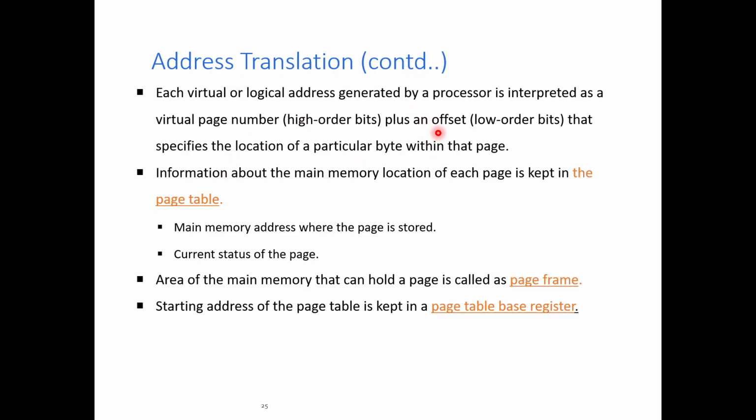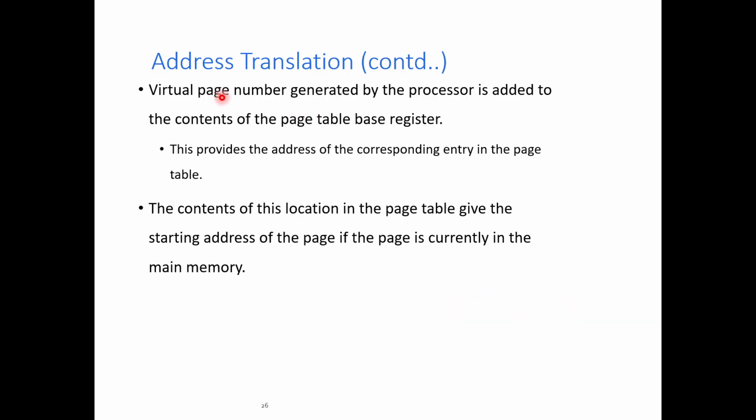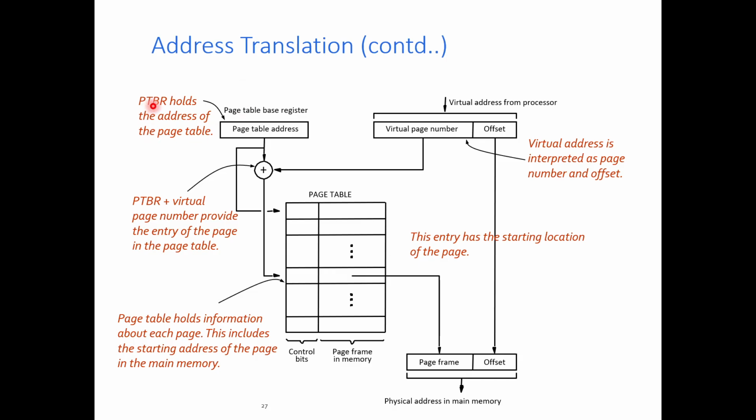How do you do the address translation, from logical address to physical address? You can have a table called the page table, holding the main memory address where the page is stored and the current status of the page available in main memory. The main memory page we can call a frame. We have a base register with the starting address of the page table, called the page table base register. The virtual page number generated by the processor is added to the content of the page table base register. For example, this is the page table base register, holding the starting address of the page table. This is the virtual address we want to translate into the physical address.